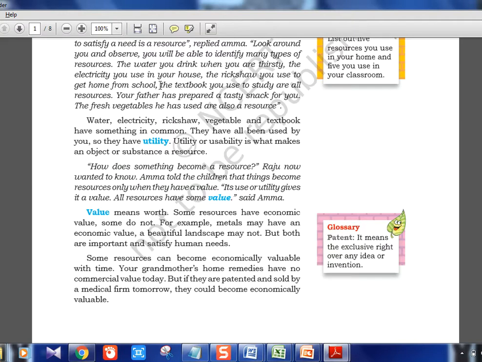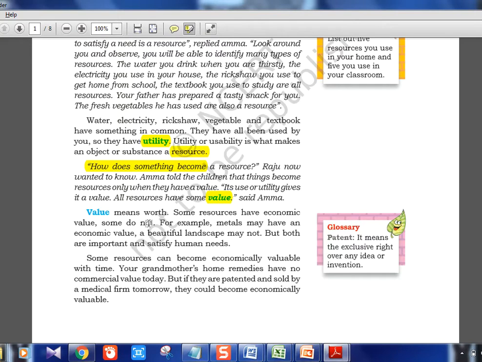Basically they are telling about two things: utility and value. Both these decide whether something is a resource or not. If something is useful for you, like water, electricity, rickshaw, vegetable, textbook, even the mobile or laptop you're using now, that is utility. That means that thing is a resource. Utility makes a substance a resource.